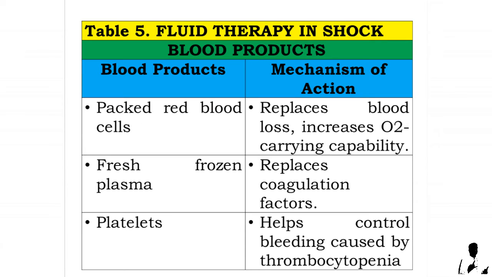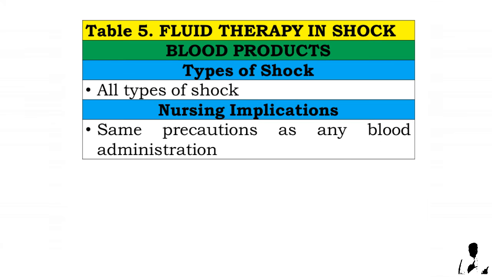Next fluid are blood products, such as packed red blood cells, which replace blood loss and increase oxygen carrying capability; fresh frozen plasma, which replaces coagulation factors; and platelets, which help control bleeding caused by thrombocytopenia. These are utilized in all types of shock. Nursing implications are the same precautions as any blood administration.